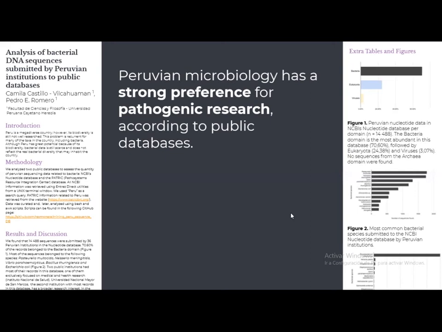Or researched more deeply. There is a strong preference for pathogenic research that may be explained because of the country's continuous cases of infectious diseases. However, there may be certain bacterial species that may be of interest for biotechnology, for example.